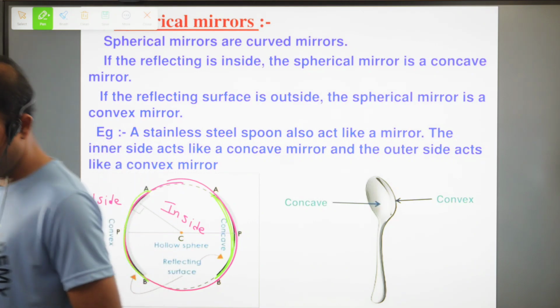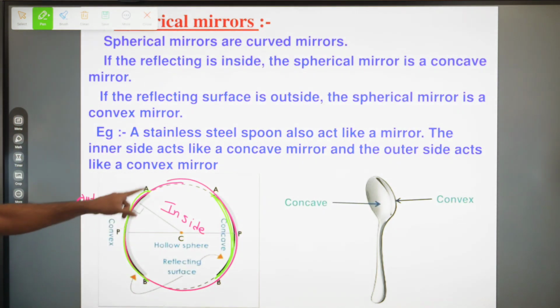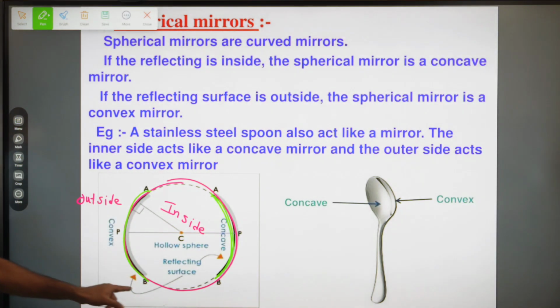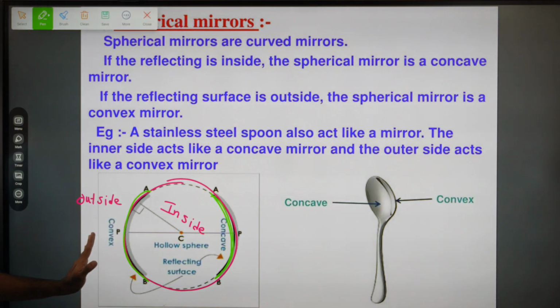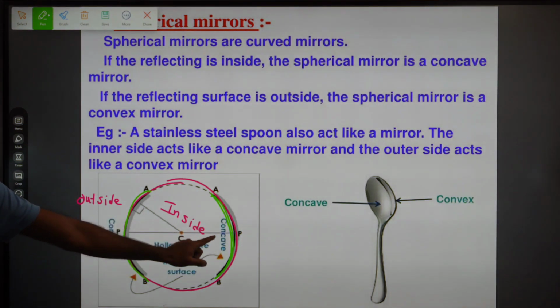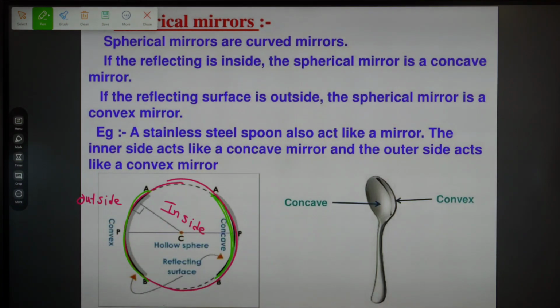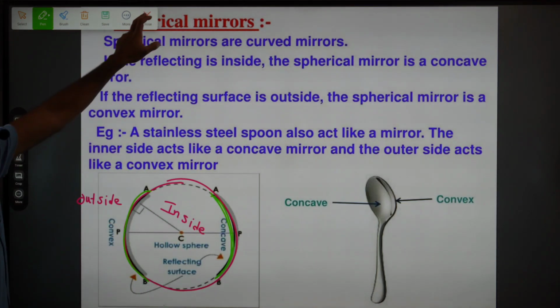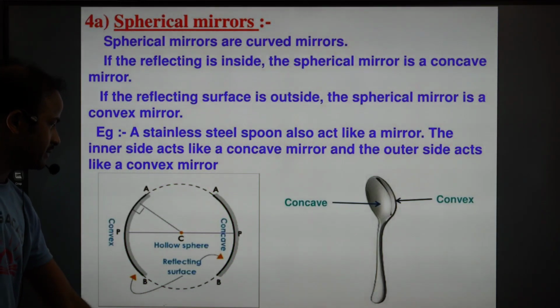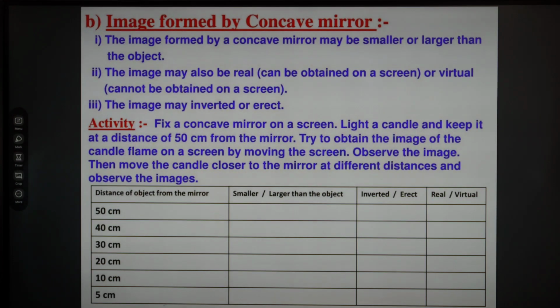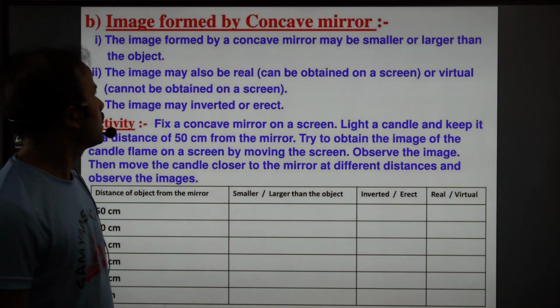Now you see, the reflecting surface is outside the mirror, which is called a convex mirror. If the reflecting surface is inside the mirror, it is called a concave mirror. Is it clear everyone? So these are the spherical mirrors, which we call curved mirrors. Next, image formed by concave mirror.